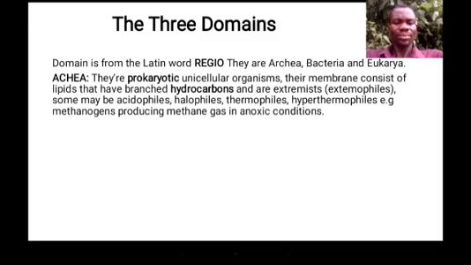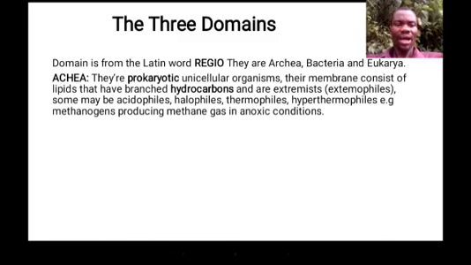And this archaea group are referred to as extremists. Sometimes we call them extremophiles because they are found in extreme environments. Some may be found in acid, and then we call them acidophiles, while some can be found in high concentrations of salt, then they are called halophiles. Some are found in extreme temperatures, and they are referred to as hyperthermophiles. For instance, we have methanogens, which are a member of this group, archaea.